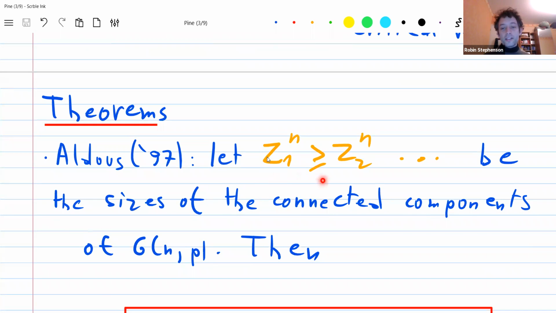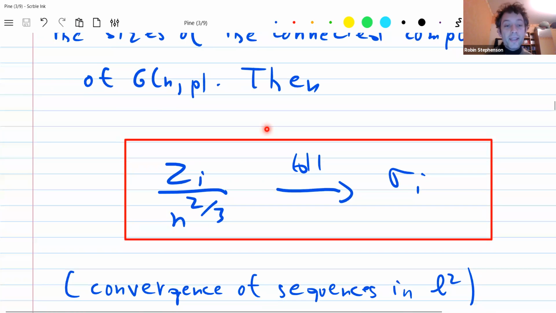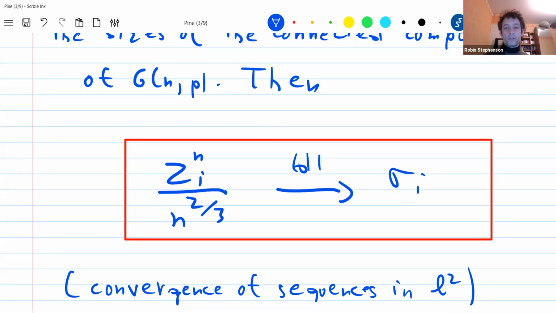I call those Z1n, Z2n, Z3n, ordered in decreasing order because that's going to be more convenient. And then it turns out there is a very good limit. So Zin divided by n to the power 2/3 converges in distribution to a thing called sigma i. I forgot to put the n here if we want it to be very specific. So the sizes of each connected component are of order n to the power 2/3.